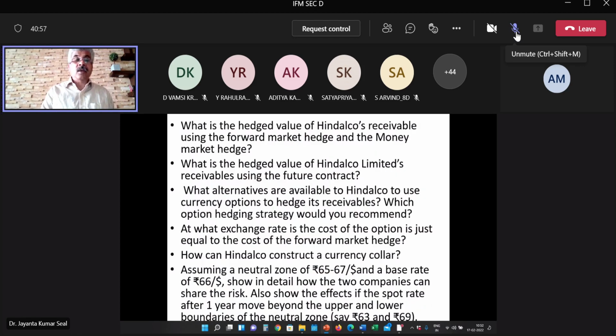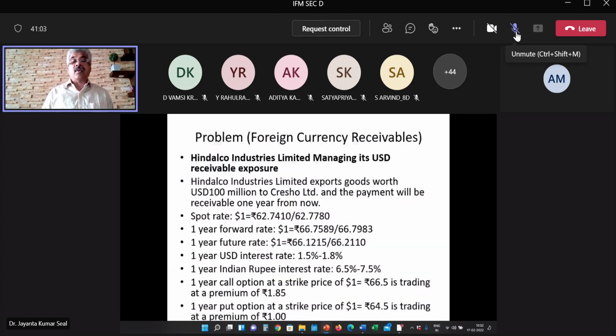So the first question is, what is the hedge value of Hindalco's receivable using a forward market hedge and a money market hedge? For the forward market hedge, what action will Hindalco take? Will Hindalco be buying $100 million after 1 year or selling $100 million after 1 year?